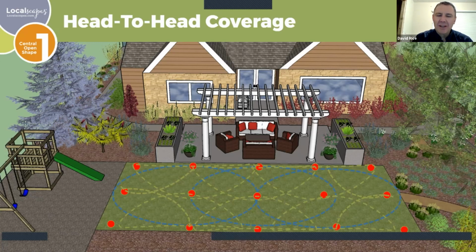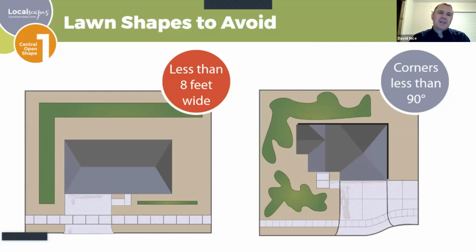And if you have an existing system and it's not designed that way, you can improve it, but it requires you digging, finding the pipe, and making those adjustments. It's some work, but to really maximize and make your system more efficient, that's what you should do. So let's move on then to the shapes you should avoid, lawn shapes, and central open shapes.